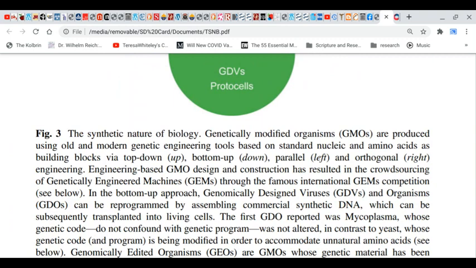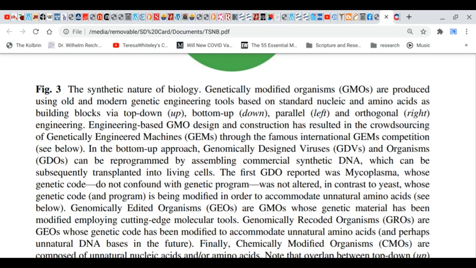Genetically modified organisms are produced using old and modern genetic engineering tools based on standard nucleic and amino acids as building blocks via top down, bottom up, parallel, and orthogonal engineering. Engineering based GMO design and construction has resulted in the crowdsourcing of genetic engineered machines through the famous international GEMS competition below. In the bottom up approach, genomically designed viruses and organisms can be reprogrammed by assembling commercial synthetic DNA, which can be subsequently transplanted into living cells.